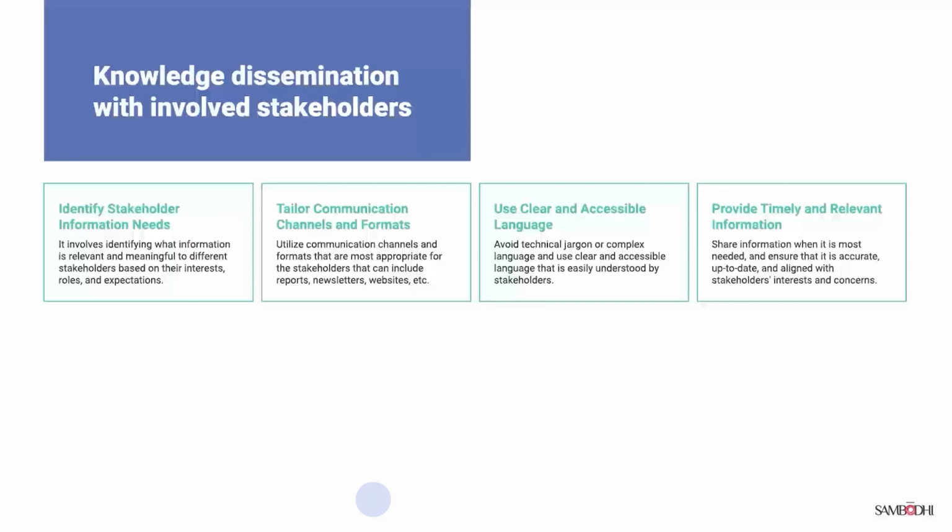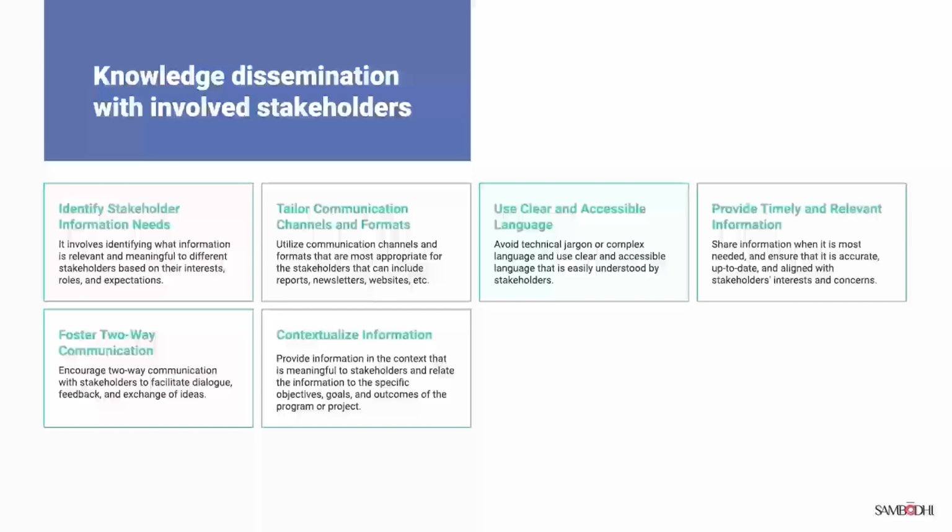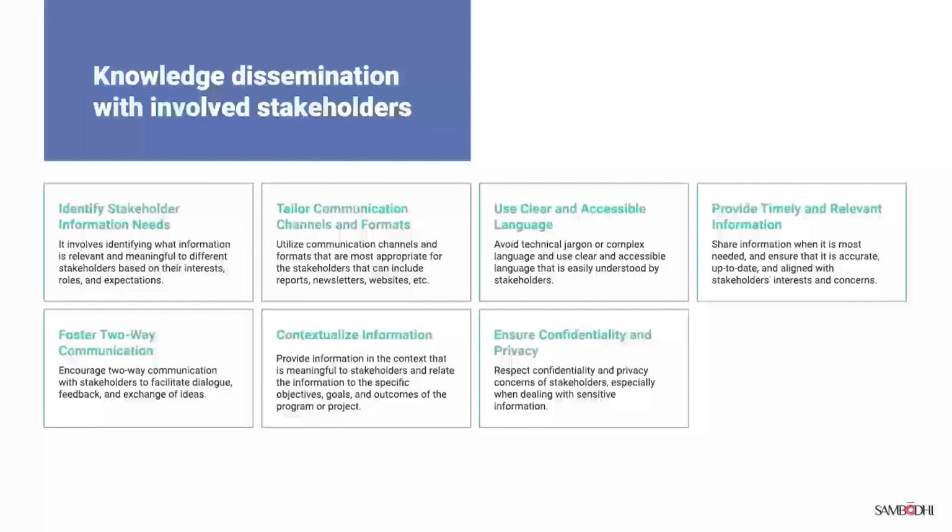Provide timely and relevant information. Share information when it is most needed and ensure that it is accurate, up-to-date, and aligned with the stakeholders' interests and concerns. Foster two-way communication. Encouraging such communication with stakeholders to facilitate dialogue, feedback, and exchange of ideas can be very helpful. Contextualize information. This involves providing information in the context that is meaningful to stakeholders and relates the information to the specific objective, goals, and outcomes of the program. Ensuring confidentiality and privacy of the concerns of stakeholders, especially when dealing with sensitive information, is crucial to the process.